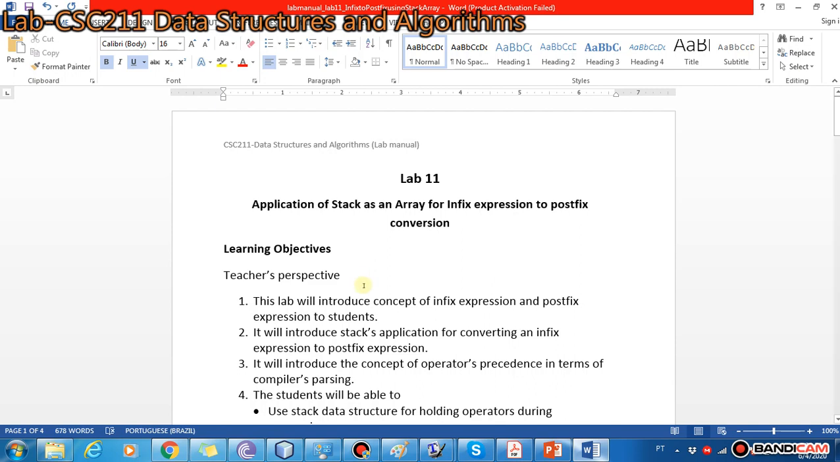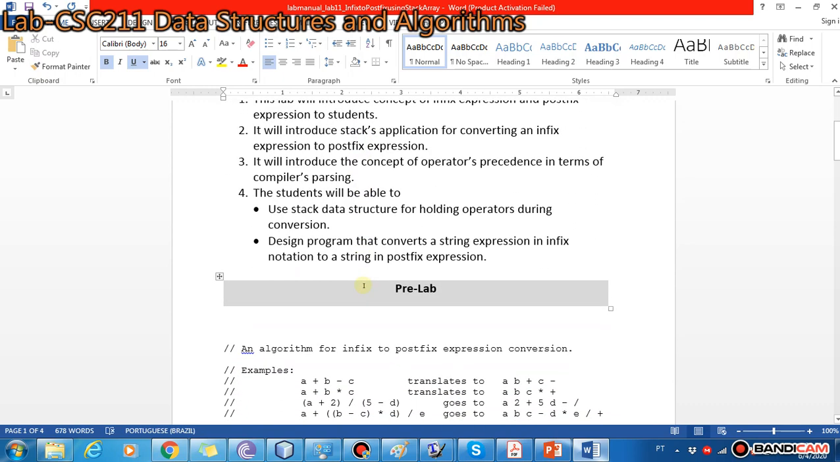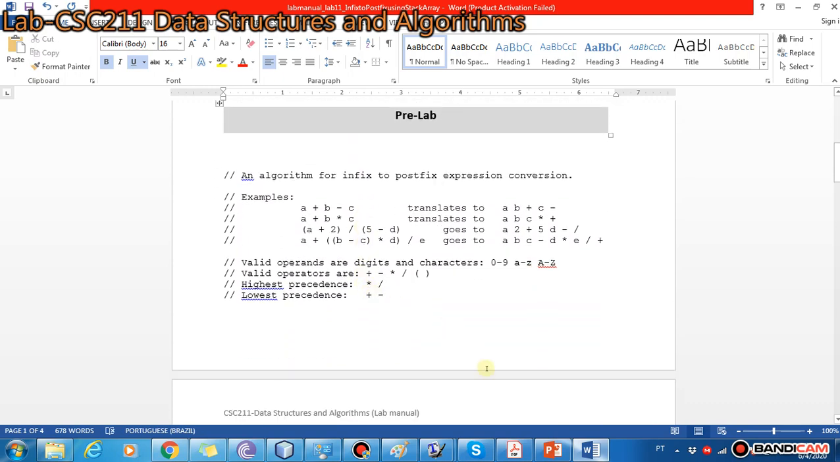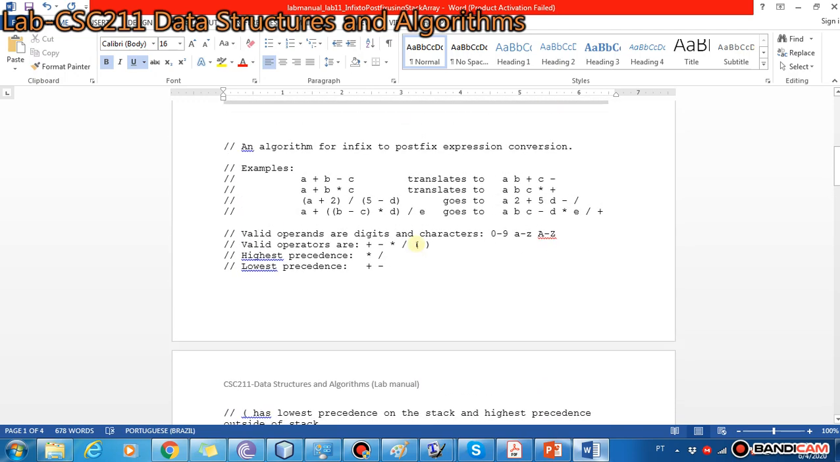So before moving to implementation, I would like to explain a little bit about how infix expressions are evaluated, and how the postfix expressions are evaluated manually. Okay, so for that it would be nice to elaborate the algorithm for infix to postfix expressions.